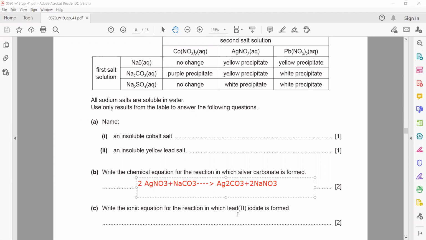The formation of lead iodide is basically an ionic precipitation. Lead iodide is a solid. If I want to write an ionic equation, I can just identify what ions should be there. There should be a lead ion, which is +2, and there should be iodide ions. And how many iodide ions should be there? 2. So this is the ionic equation for lead iodide.